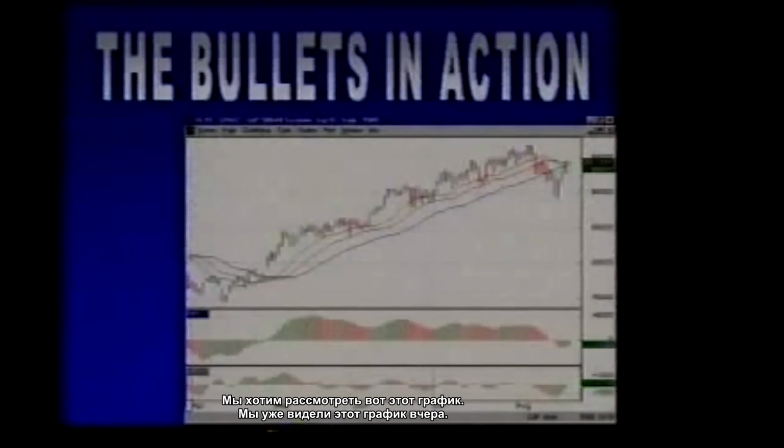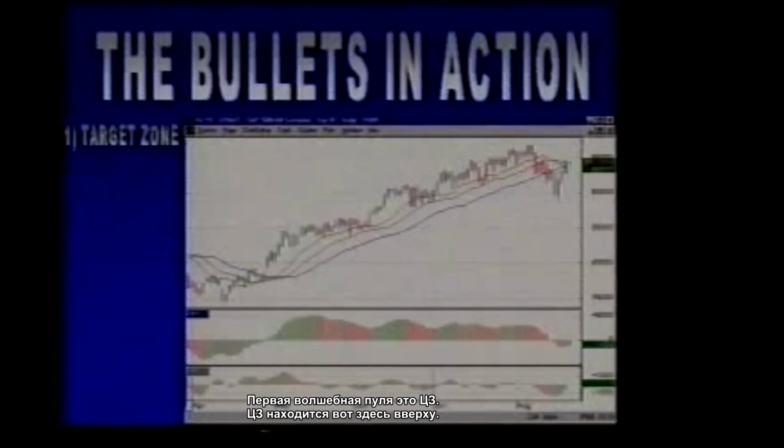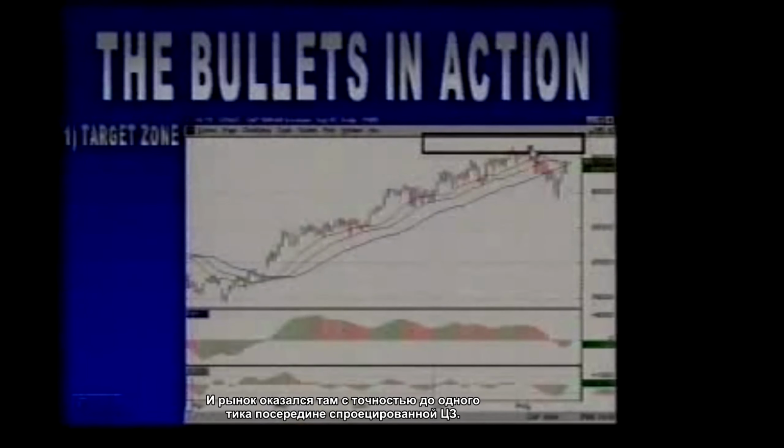And what we want to look at first is the magic bullets in action. We want to look at this chart, for example, and this is the same chart we were using yesterday. This is an S&P 500 chart that was a fantastic success with a great deal of profit going all the way up through here, and we were quite successful in predicting the exact top of it. And we used the 5 magic bullets. Let's look at how we did that. The first magic bullet is the target zone. The target zone came out to be right there, and the market ended up almost exactly to the tick in the middle of that projected target zone.